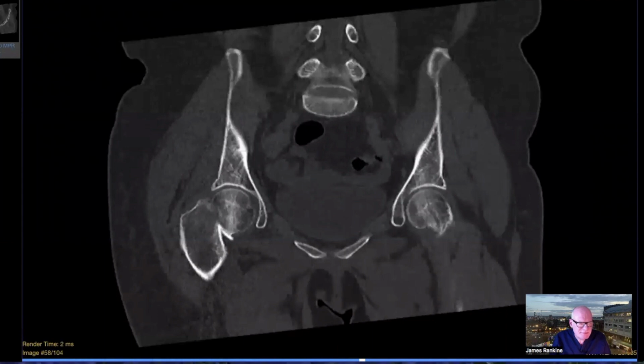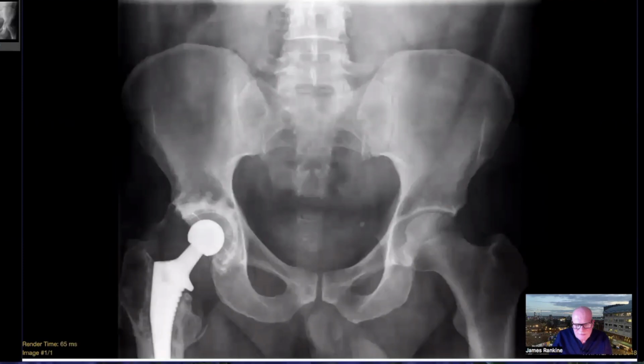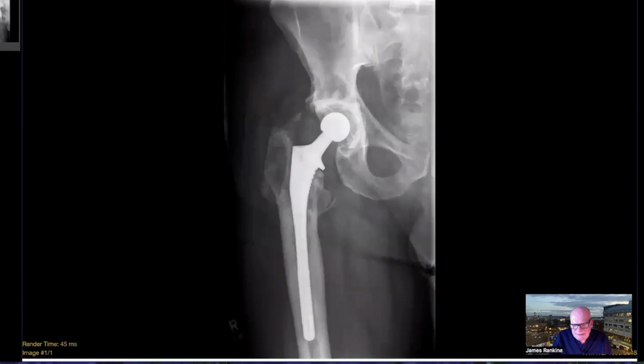Okay, moving on to case 3, I gave you a story of a long-standing right hip replacement with right hip pain. And again, with all of these things, you want to be able to compare it with previous films. This obviously isn't an adequate radiograph for the hip prosthesis because half the prosthesis is not on the film. So we go to the other films that I gave you. And here's a better view of this prosthesis.